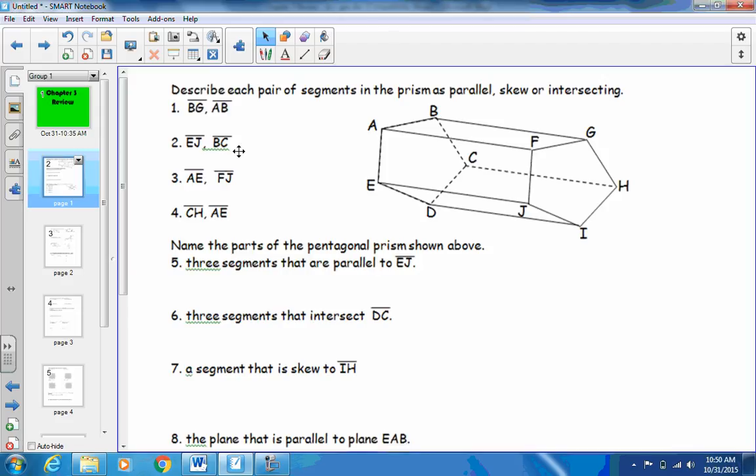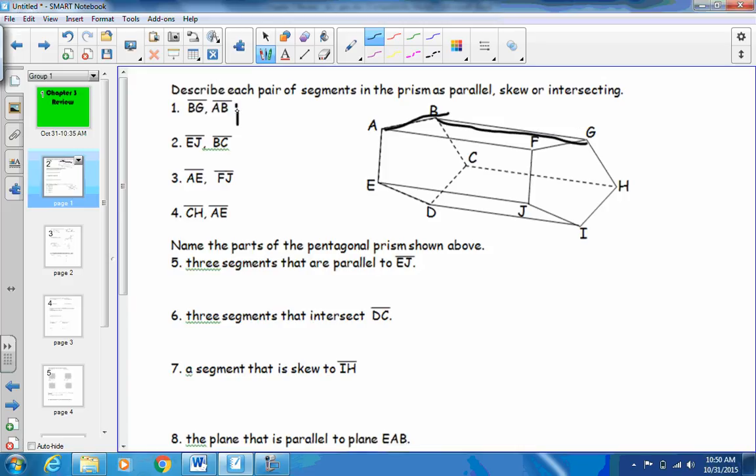So if I'm looking at segment BG and segment AB, here's AB, and segment BG is over here. Well, those intersect at the point B, so those are intersecting. We'll just do I for intersecting, S for skew, or P for parallel.